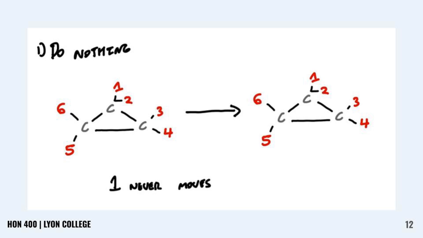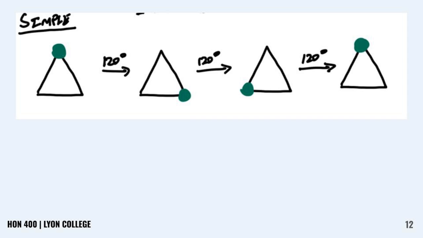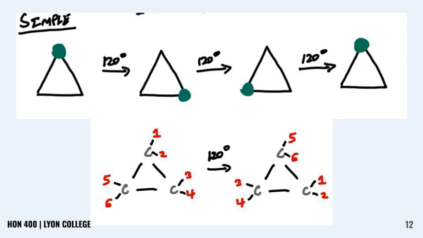Well, first we could do nothing, and the end state of this molecule would be the same as when we started. Secondly, we could rotate this molecule by 120 degrees, shown by this simple depiction. If we were looking at our real molecule, hydrogen 1 would move to position 3, and then position 5, and then back to position 1, which we can write in this form, 1, 3, 5.